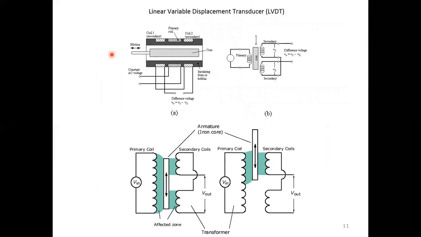This is the basic concept. This is a linear movement, the motion of the core. Here we have explained fully: the primary coil is normally connected with the flux to the secondary coils, but when the armature comes, this is the affected zone. When the iron core comes, there is no flux transfer between the primary and secondary, so the voltage level will vary. Similarly, if we move the rod, some of the electric field moves to the secondary coils and the voltage will increase. Using this we can calculate the displacement.